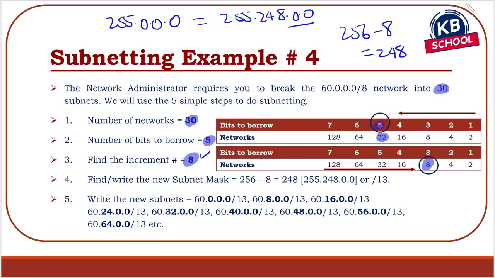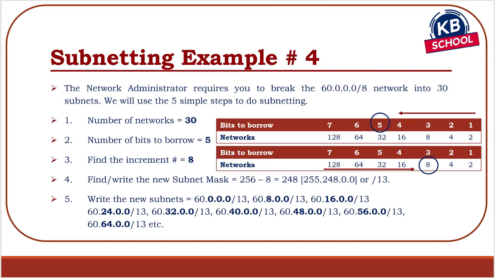What are the new networks again? Because I just borrowed from the second octet, my number that will change is over here. So it's going to be 60.0.0.0/13.